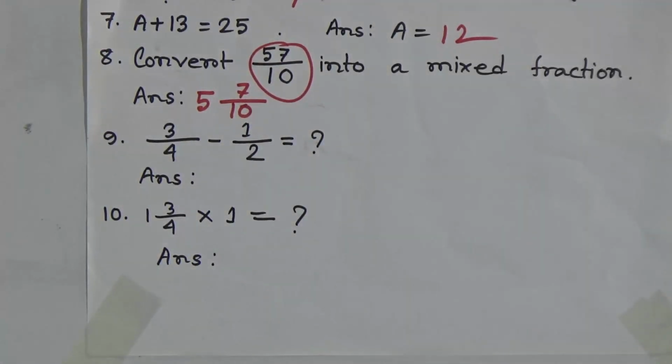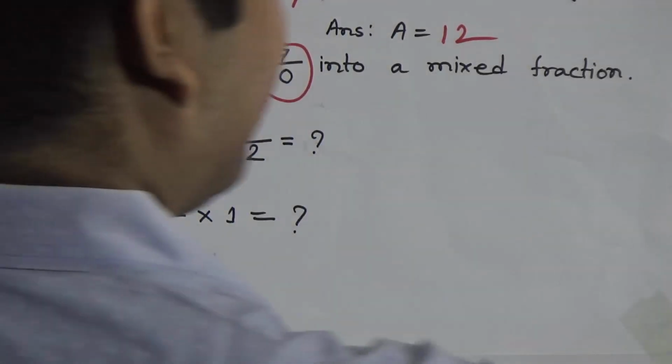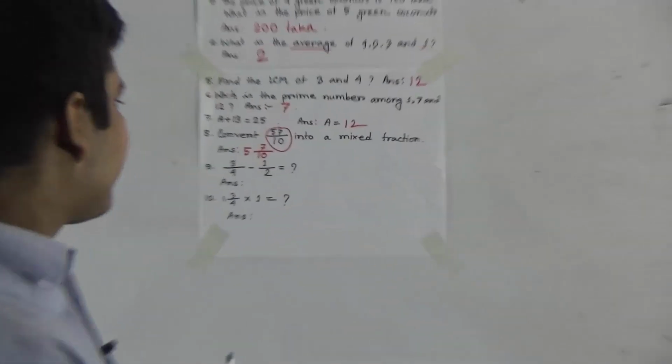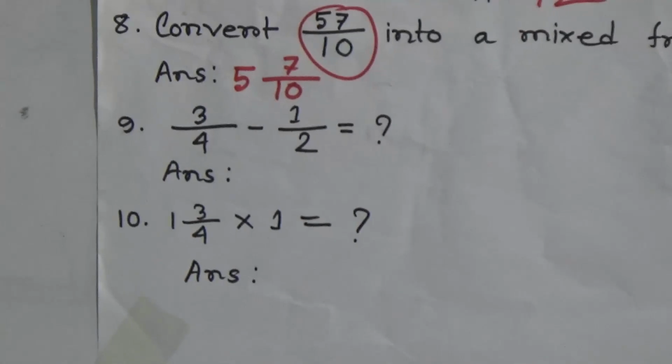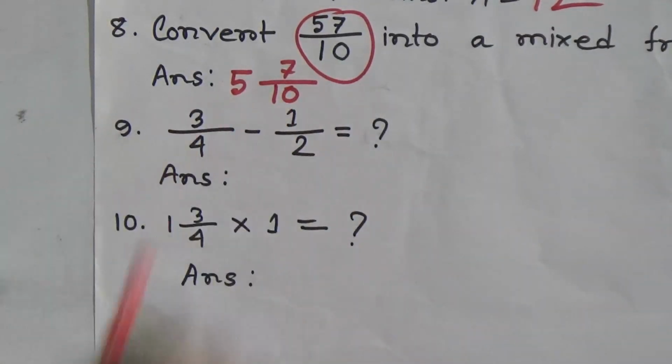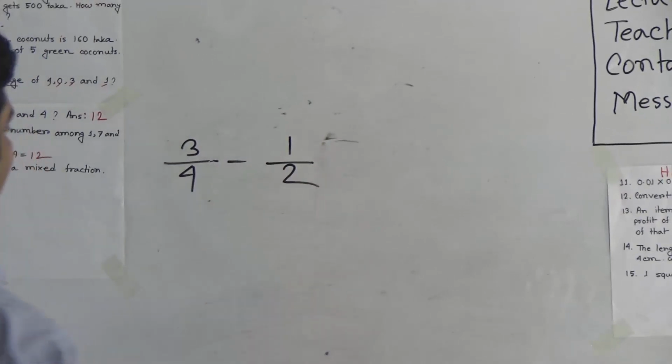Next on, we shall solve question number 9. That means two fractions are given. We want to subtract these two fractions. That means we subtract the second fraction from the first fraction. Here the first fraction is 3 by 4 and the second fraction is 1 by 2. Notice, what can we do now?